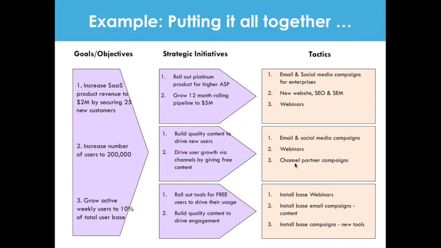Similarly, another objective could be to increase the number of users to 200,000 users, right? And again, how do you do that? Build quality content to drive new users, and also drive user growth via channels. There are several channels the company may have already built, relationships the company may have built, and how do you drive the growth through the channel? Give them free, high quality content, right? And again, several different tactics will come into play.